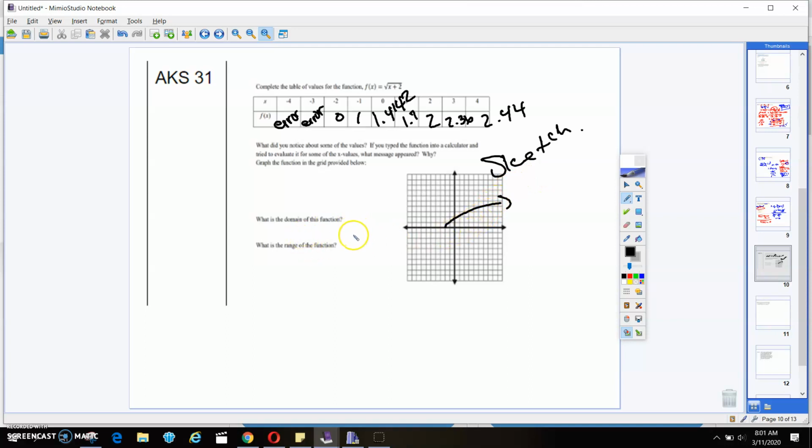So what is the domain of this function? Well, it starts at negative 2. That's our first number, right? And goes to positive infinity. For the range, our lowest y value is 0. And then it goes off to positive infinity.